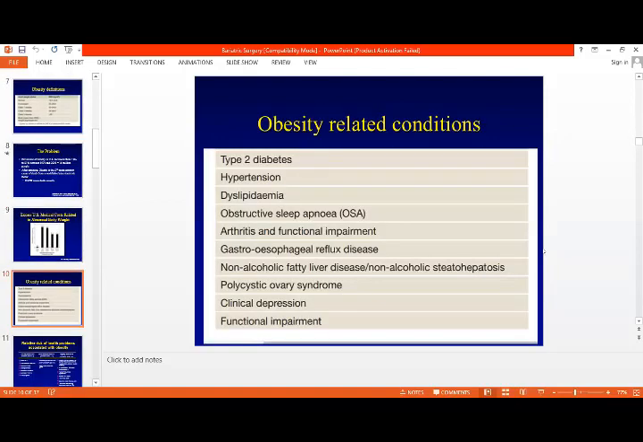So, what can obesity cause? Obesity itself can lead to type 2 diabetes. It can cause hypertension. It can cause dyslipidemia. It can cause obstructive sleep apnea, arthritis, gastroesophageal reflux disease, fatty liver, polycystic ovaries, also depression and loss of function. A lot of other conditions as well, but these are the common problems which are related to obesity.